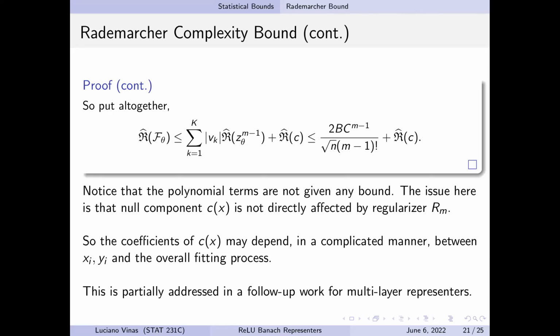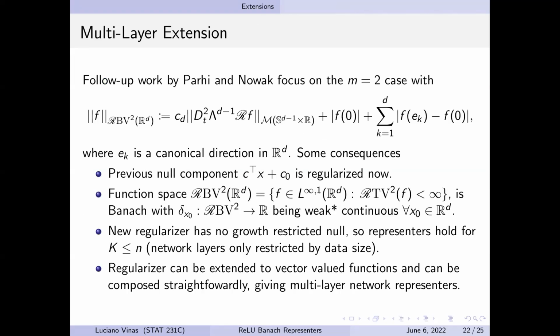So there's a disconnect there between what's done in practice and what we'd like, right? Going to the multi-layer extension, what Parhi and Nowak do is they take, again, this Radon total variation, and they tack on this bounded variation regularized part. They focus on the case of m equals 2, that's the ReLU case.